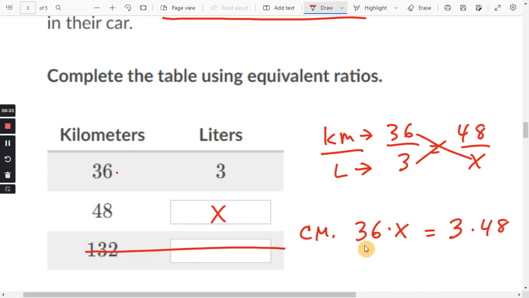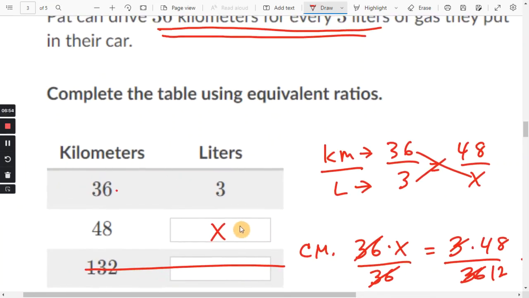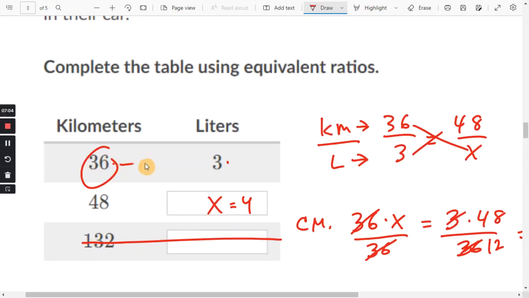All right, solving for X, divide both sides by 36. And it cancels here. You can use a calculator or reduce. Let's see, 36 divided by 3 is 12. And 48 divided by 12 is 4. So that makes sense. This would be 4 liters. So 3 liters drives 36 kilometers. 4 liters drives 48. So really, I just did this divided by 3 equals this divided by X.